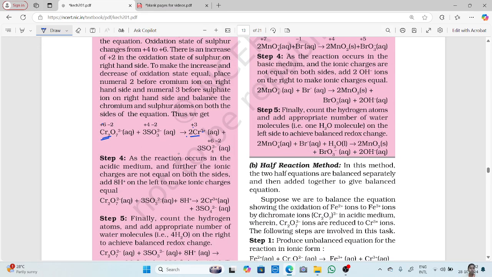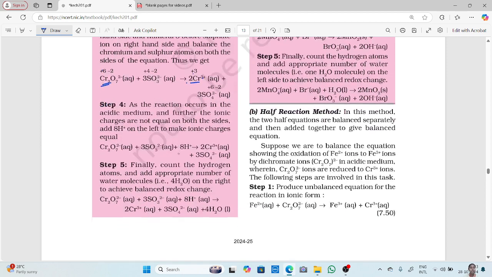Now as the reaction occurs in acidic medium and further the ionic charges are not equal on both the sides, add 8 H plus ions on the left to make ionic charges equal. Now in the problem I have told you that it takes place in acidic medium. Acidic medium means you have to add H plus ions. Now on both of the sides there is inequality in ionic charges. So by adding 8 electrons on the reactant side, you are balancing the ionic charges.